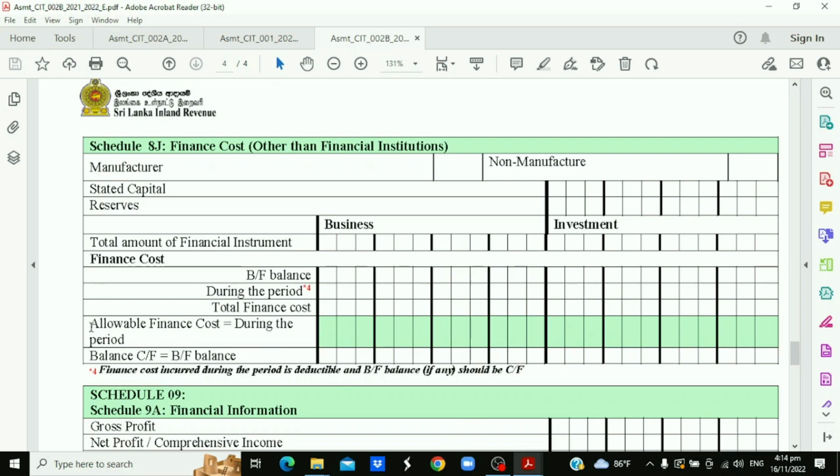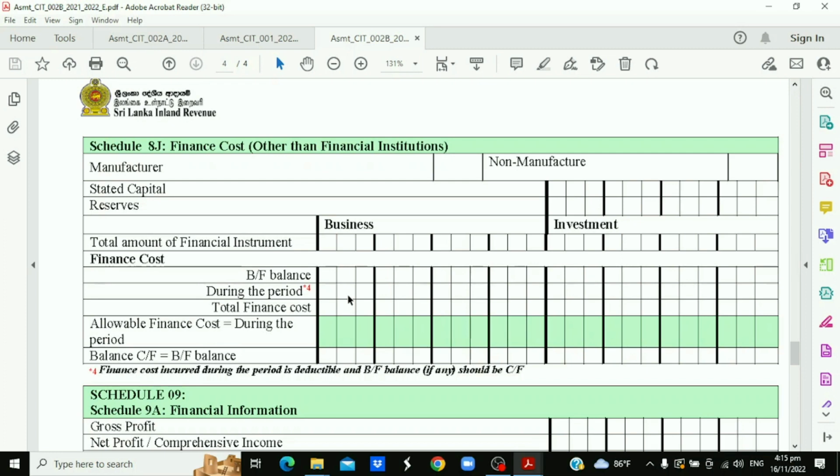That's why here you can see allowable finance cost equals the amount incurred during the period, right? And next, balance carry forward equals brought forward balance. What does it mean, right? Once this facility is implemented for the taxpayer, then there's another concern. If there's an excess amount, we can only carry forward for the next 6 years. But if this type of specific provision is applied in the middle, then that would impact the 6 years.